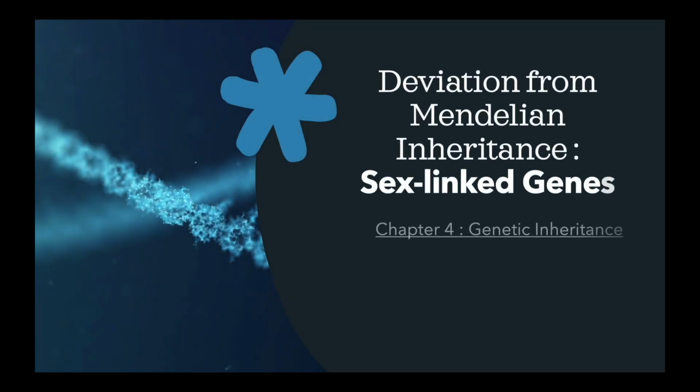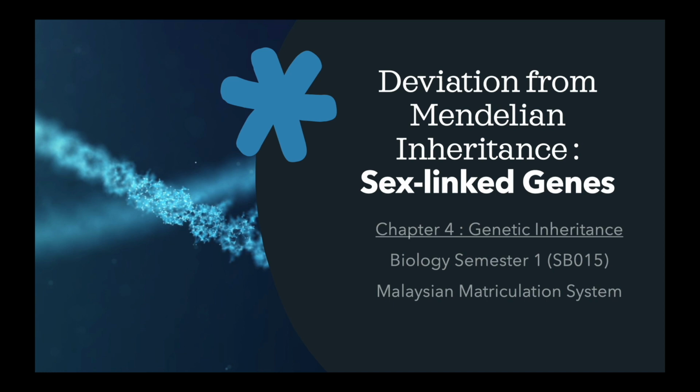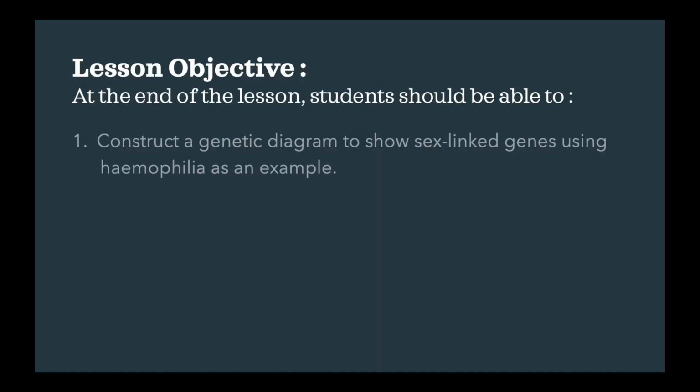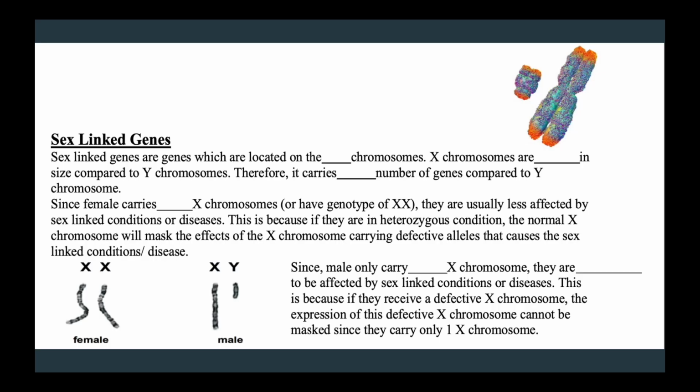Hi guys, let's continue our discussion of Chapter 4, Genetic Inheritance, Deviation from Mendelian Inheritance, focusing on sex-linked genes. This is the learning objective that you need to complete at the end of the lesson. At the end of the lesson, students should be able to construct a genetic diagram to show sex-linked genes using hemophilia as an example.